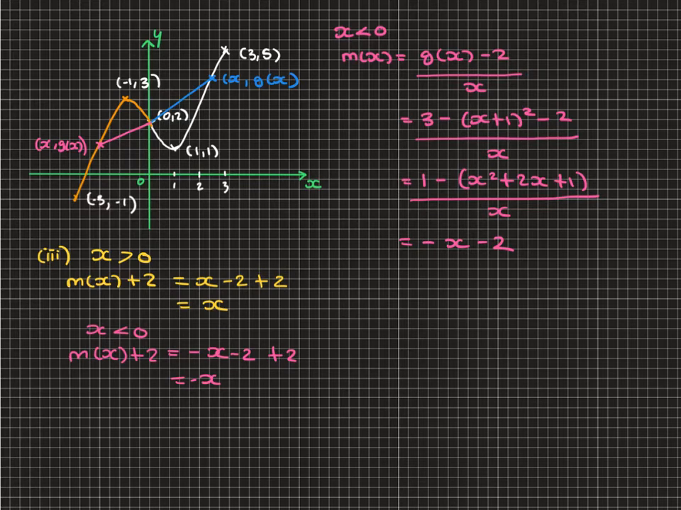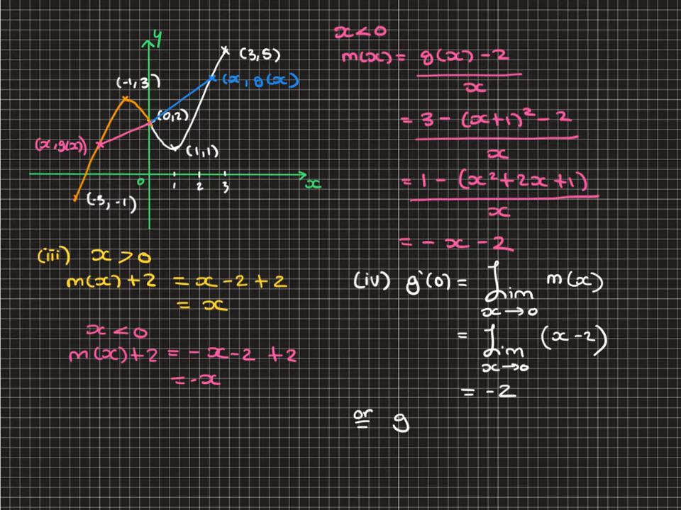Now, the next part of the question asks us to explain why g has a derivative at 0. Well, we know that g dash 0 we can evaluate using first principles. It is the limit as x approaches 0 of m of x, the gradient of the chord. So it is the limit as x approaches 0 of x minus 2, so as x approaches 0, the gradient equals negative 2. Now, we can use our other definition of m of x as well.